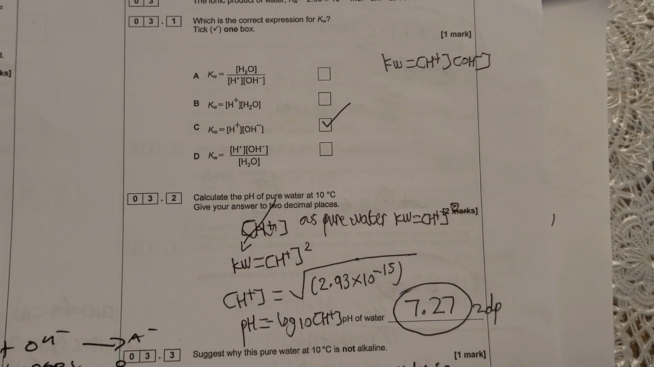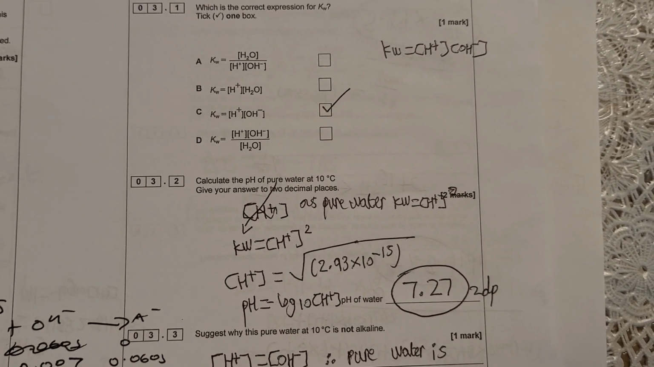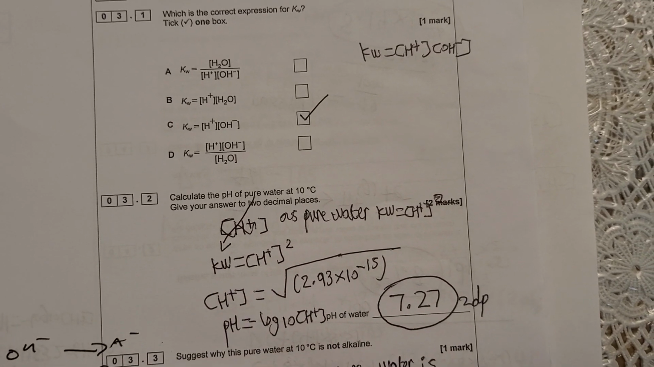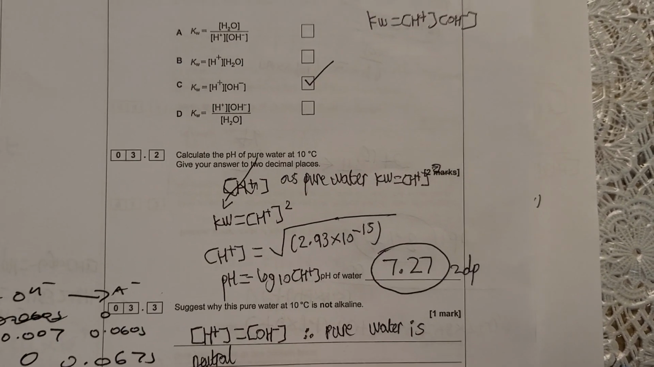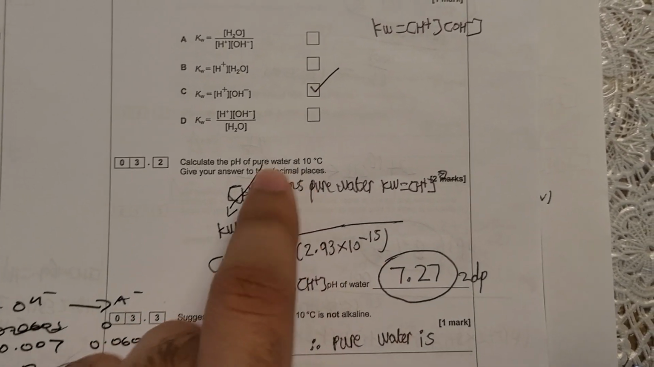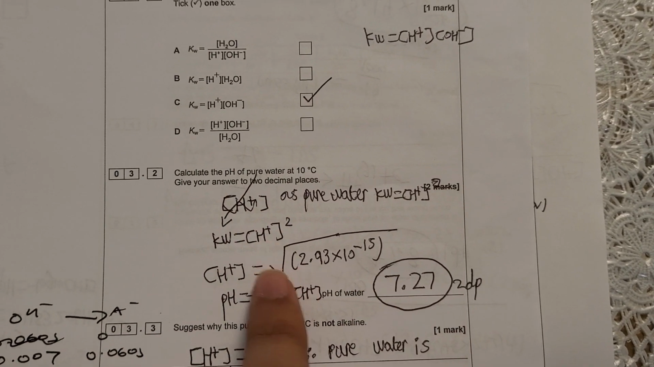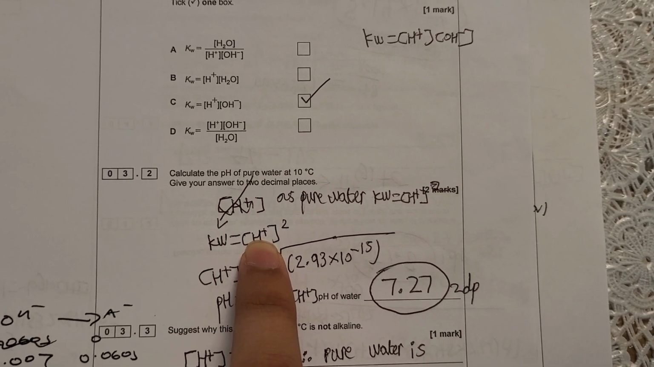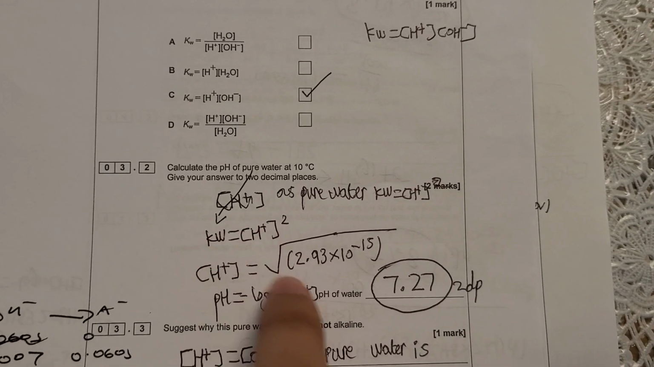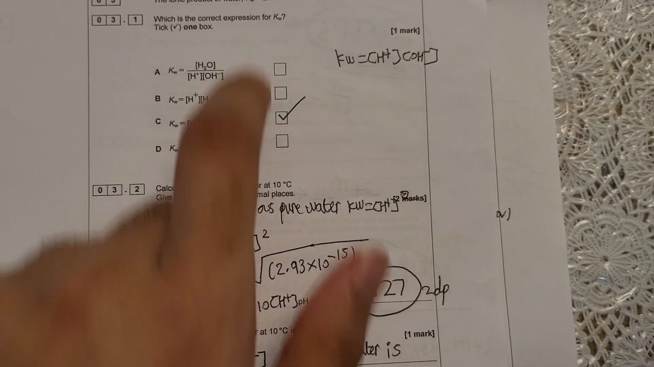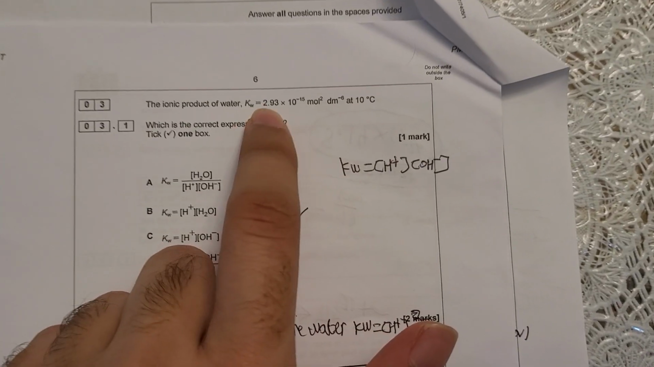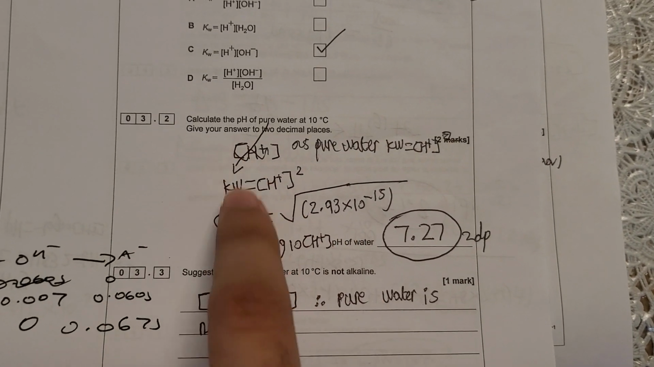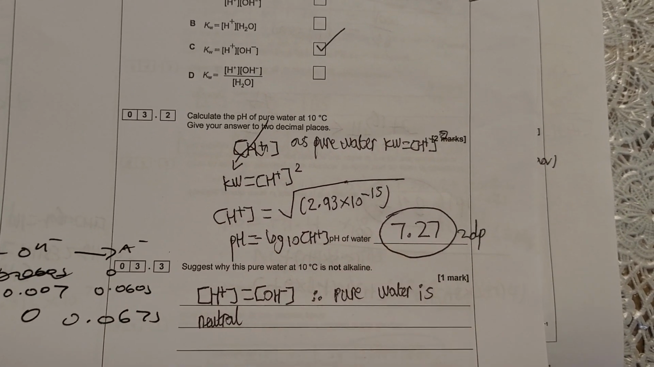Then it says calculate the pH of pure water at 10 degrees Celsius. Now this one is easy, but have you even been exposed to this type of question before? It's pure water, so concentration H plus equals concentration OH minus, therefore Kw equals concentration H plus squared, therefore concentration H plus is the square root of Kw. I know the Kw at 10 degrees Celsius is 2.93 times 10 to the power minus 15.